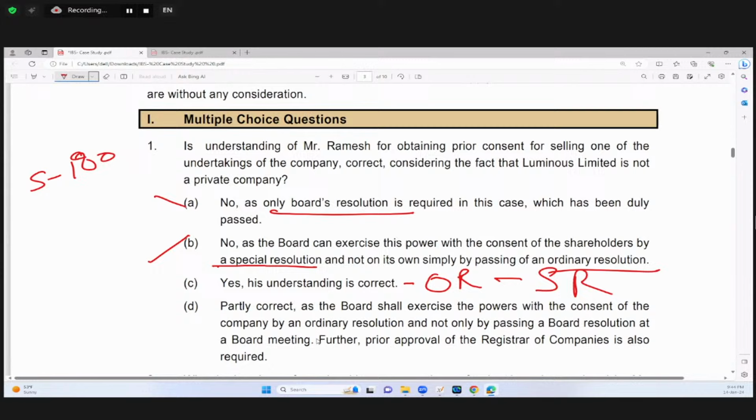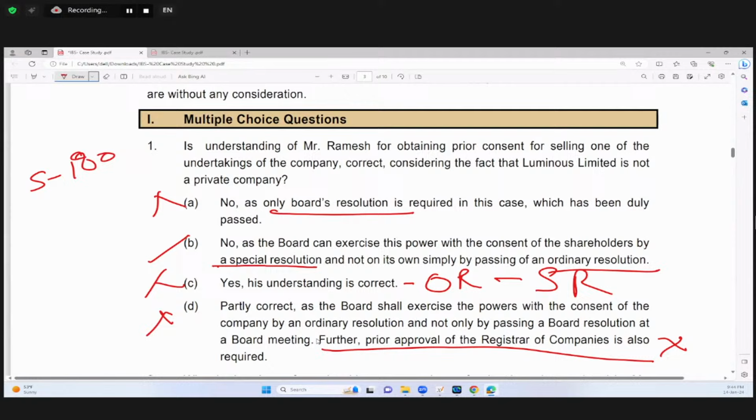Moving to option D: partially correct, as the board shall exercise the powers with the consent of the company by an ordinary resolution and not only by passing a board resolution at a board meeting. Further, prior approval of the Registrar of Companies is also required. Here the Act does not require that for selling its undertaking, the company has to go to the ROC. So if we look at all four options, option B is the correct option.